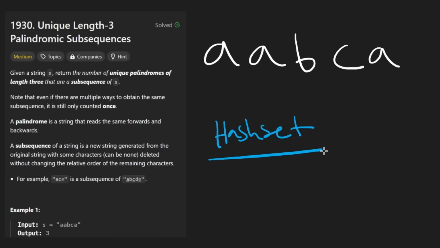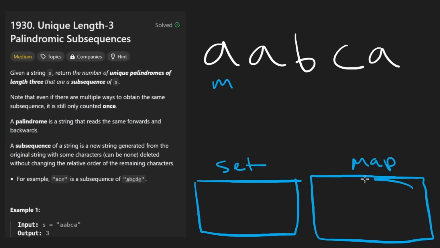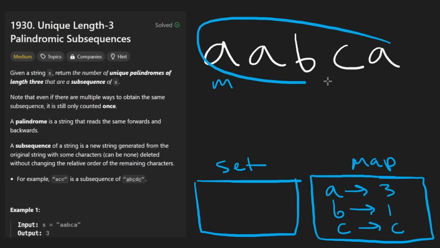Now quickly, let me go through the dry run. So this is how it's going to work. Right now, this is our middle pointer. I'm going to have my left side, that's going to be a hash set, and my right side is going to be a hash map. Initially, my map is going to be, I have 3 occurrences of A, I have 1 occurrence of B, and I have 1 occurrence of C. We basically initialize this with all of the characters.